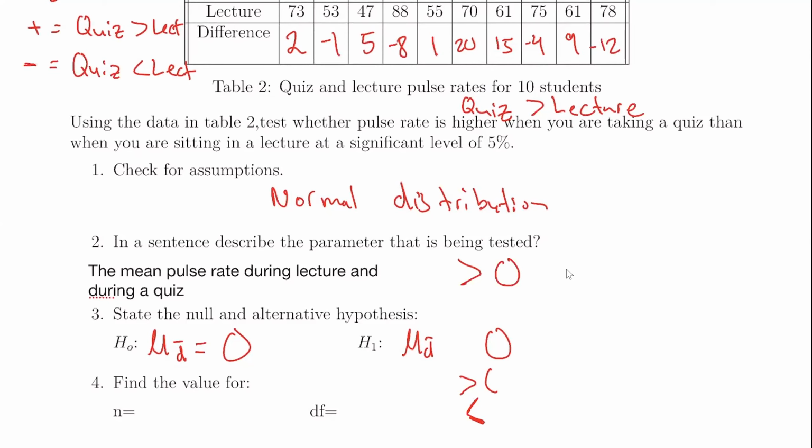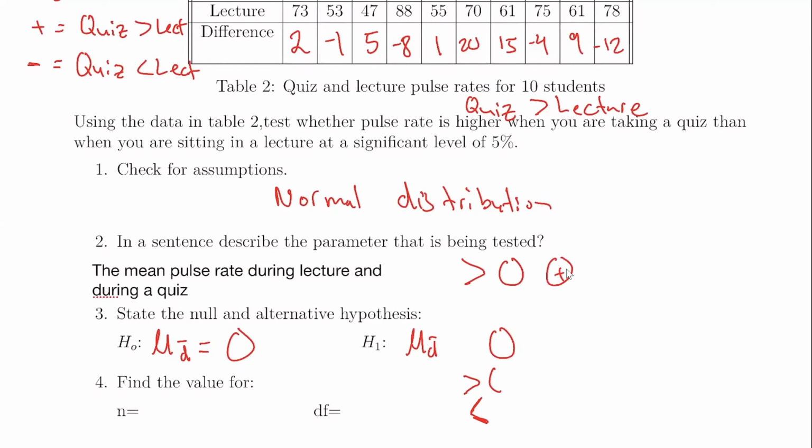Well, the type of number that is greater than 0 is a positive number. So if we want to get a positive number, we put greater than. So we'll put positive right here. But if we want to get a negative number, we put less than. If you look right here, we said quiz is greater than lecture, we get a positive number. So in this case, we put positive.